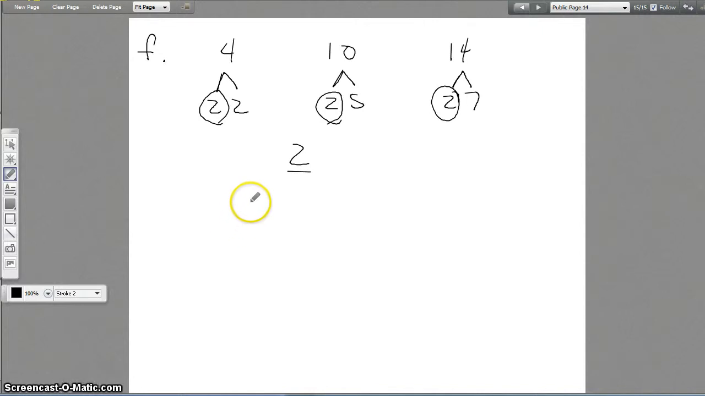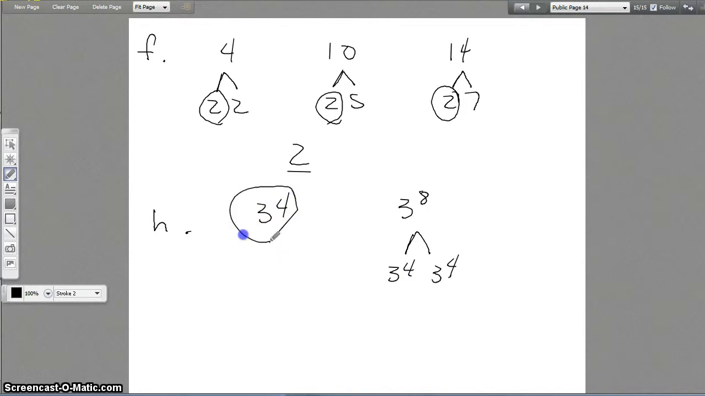Okay, the next one we're going to look at is part H. Part H is the greatest common factor of 3 to the 4th and 3 to the 8th. Well, when you look at 3 to the 8th, you can write that as 3 to the 4th times 3 to the 4th. And 3 to the 4th is obviously common. So our greatest common factor is 3 to the 4th.